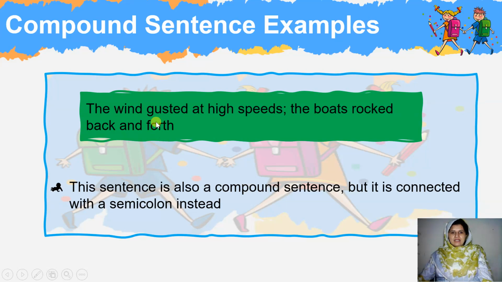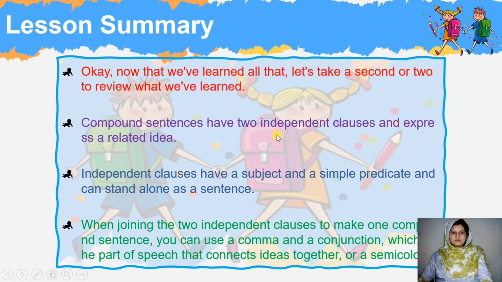The wind gusted at high speeds, semicolon, the boats rocked back and forth. So here we have joined two independent clauses through a semicolon. It means that you have a choice whether you put a coordinating conjunction or join the two independent clauses through a semicolon. This sentence is also a compound sentence, but how is it different? It is connected with the semicolon instead.